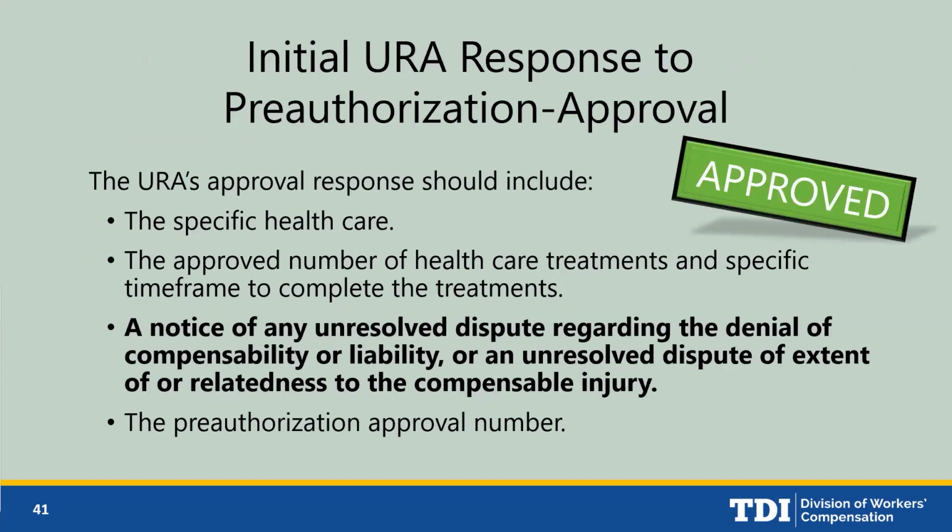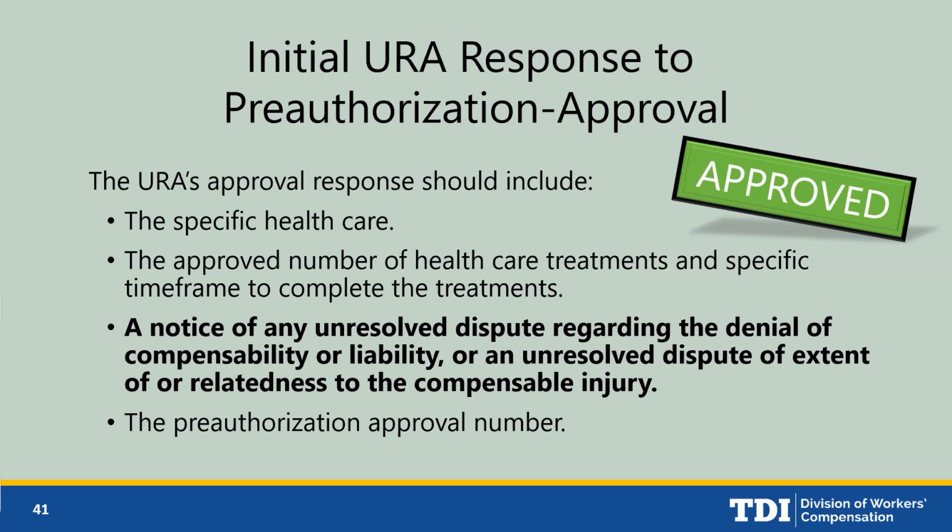If their response is that they've approved, then they're going to send you in writing an approval. And that should include the specific healthcare that they're approving. Your pre-auth staff should look at that very carefully and compare it to what you asked for. Make sure it's exactly the same. Clear up any discrepancies there. They should also have the number of approved treatments and specific time frame to complete those treatments in that approval letter. And then remember, it's regardless of any outstanding dispute on compensability or liability or extent of injury.